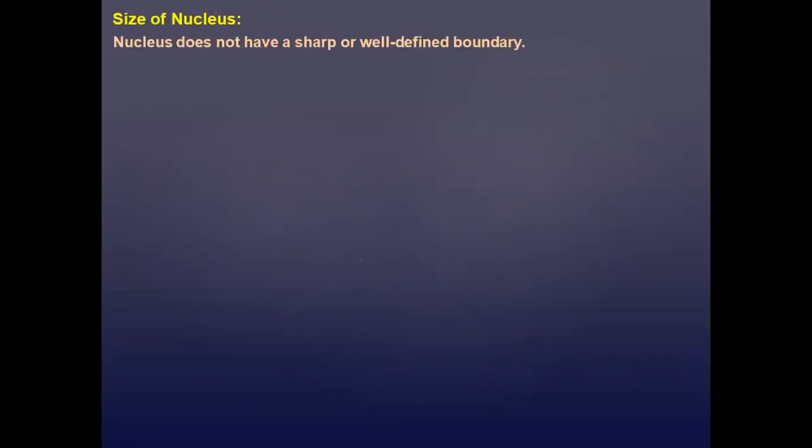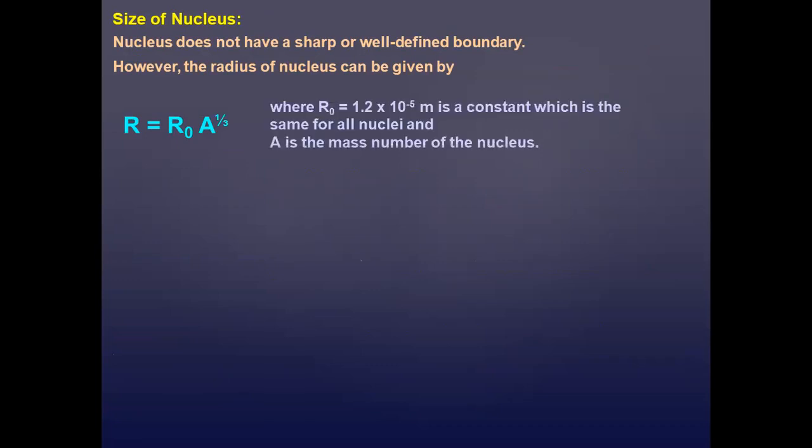Size of the nucleus. The nucleus does not have a sharp or well-defined boundary, but the size of the nucleus is given by the equation R is equal to R naught times A to the power 1/3. This R naught is a constant, its value is 1.2 into 10 raised to minus 15 meter, where A is the atomic mass number of the nucleus. So the radius of the nucleus is between 1 Fermi to 10 Fermi, that is 10 raised to minus 15 meter to 10 raised to minus 14 meter.